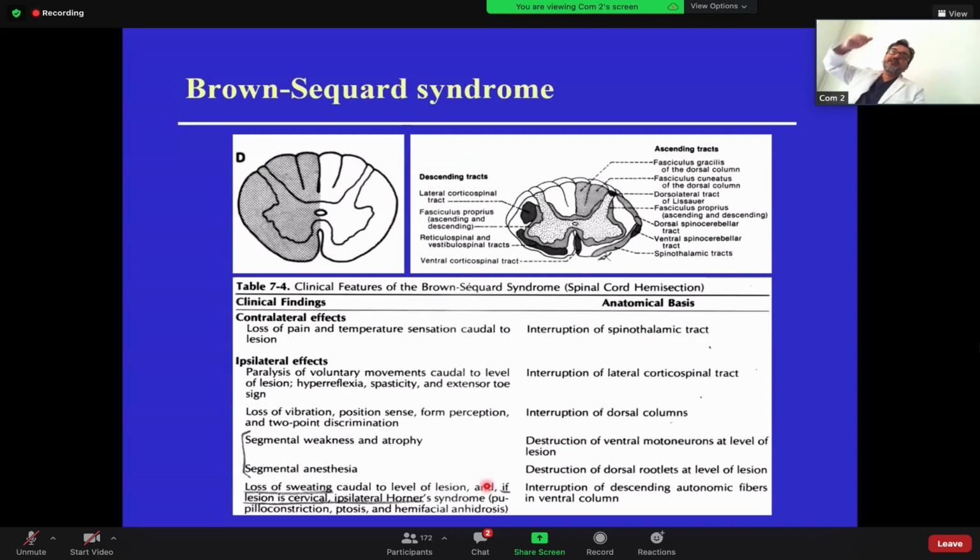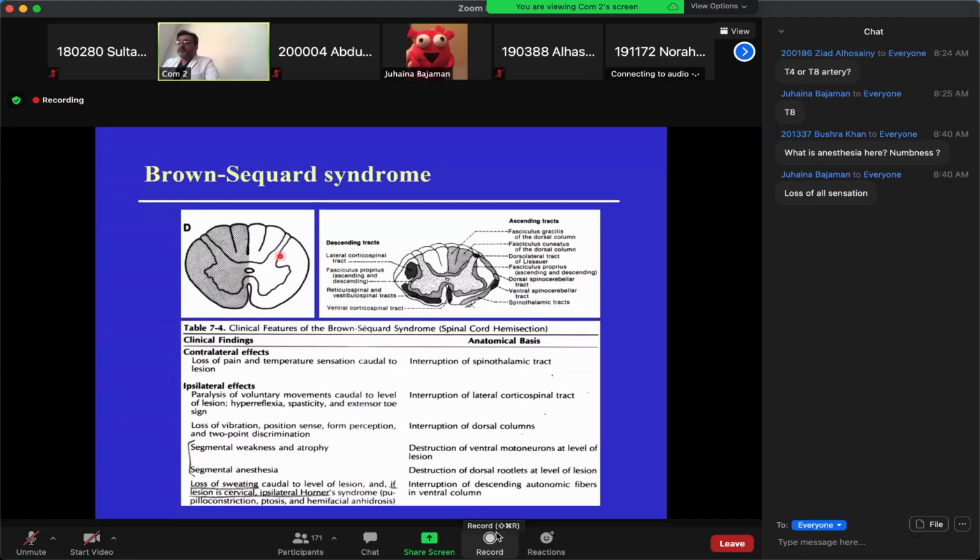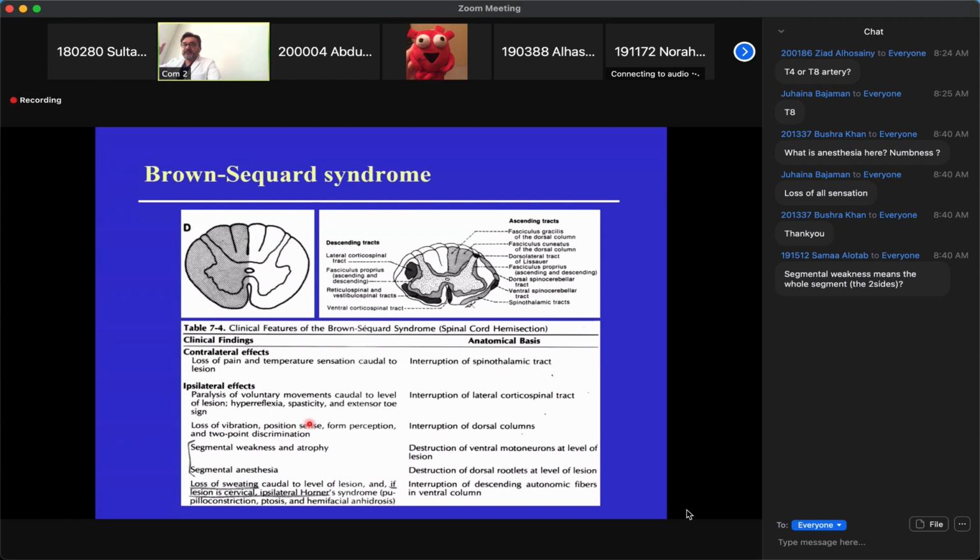So this is because of the interruption of the descending autonomic fibers. If the lesion is within the cervical piece of the spinal cord, the descending fibers from the hypothalamus to the sympathetic neurons within the thoracic piece of the spinal cord would not go there. So you would have on half side of the face anhydrosis, there is no sweating, ptosis, which is the drooping of the eyelid, and there would be miosis, which is the constriction of the pupil. So these are the features of Brown-Séquard syndrome, which is the hemisection of the spinal cord.